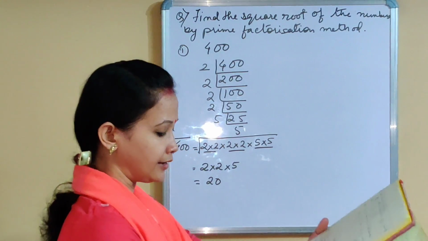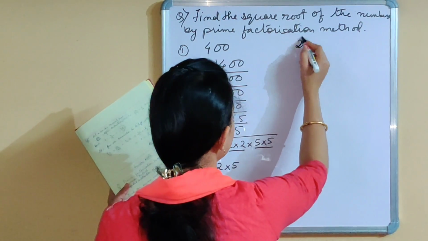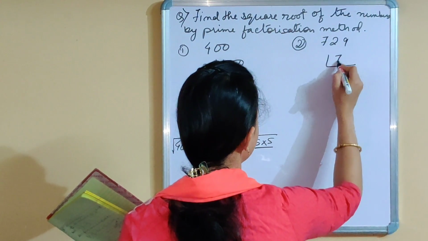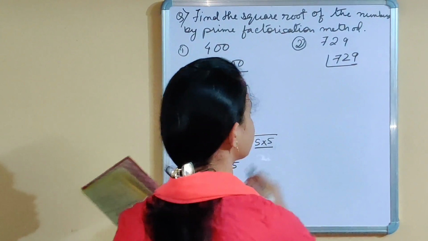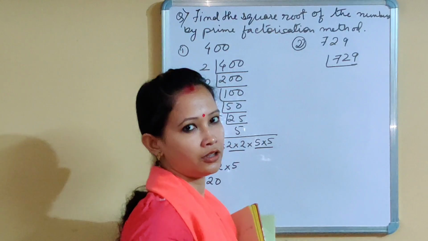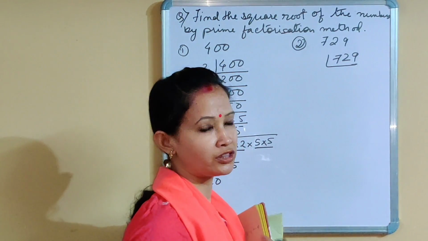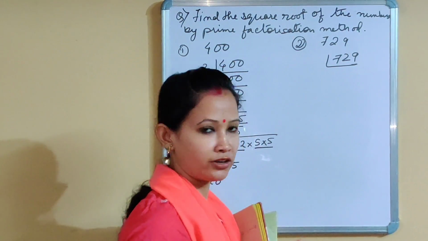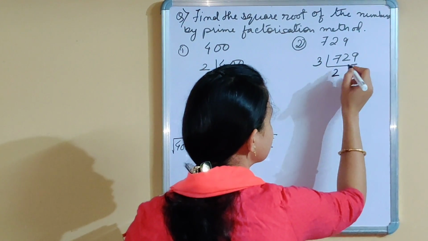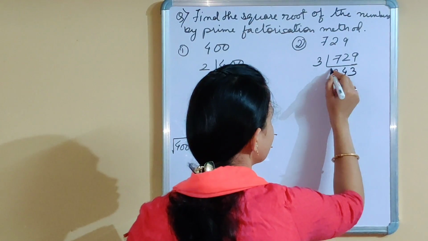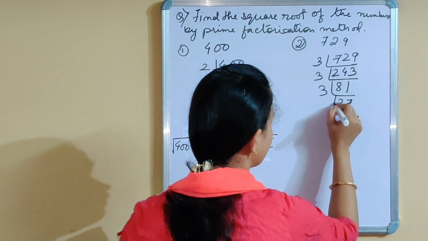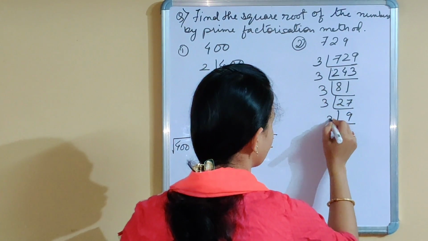Now let's do another problem. It will be a practice for you. 729. As it ends with 9, we can start with 3. Let's see, since the last digit is 9, we can even go with 7 and 9 also. Let's see with 3. 3 2's are 6, 3 4's are 12, 3 3's are 9, and this will be 3 81, this is 3 27, this is 3 9 3 3.